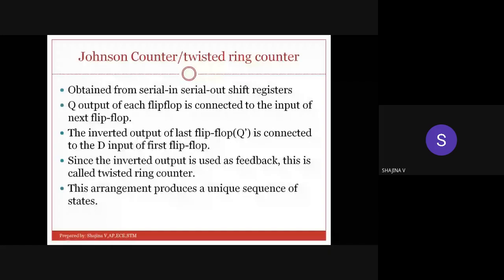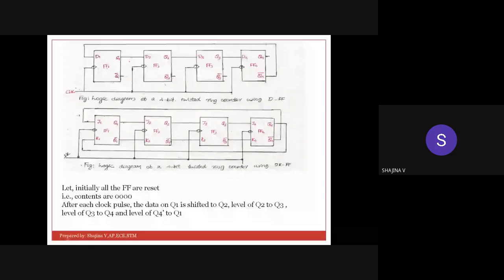Now we can see the output states produced by this twisted ring counter. Here we can see the connection using both D and JK flip-flops. The output Q1 is connected to D2, Q2 to D3, Q3 to D4. And here is the difference. For the ring counter, we take feedback from this point, right? But now we are taking feedback from Q4 bar. So the inverted output of the last flip-flop is connected to the D input of the first flip-flop.